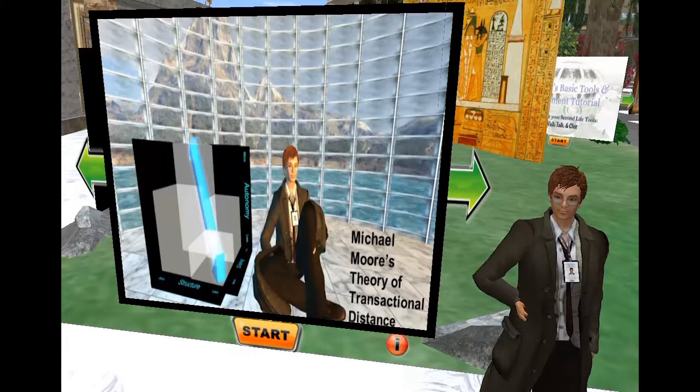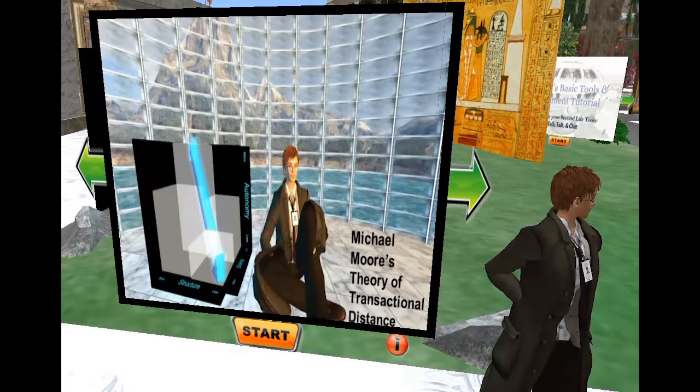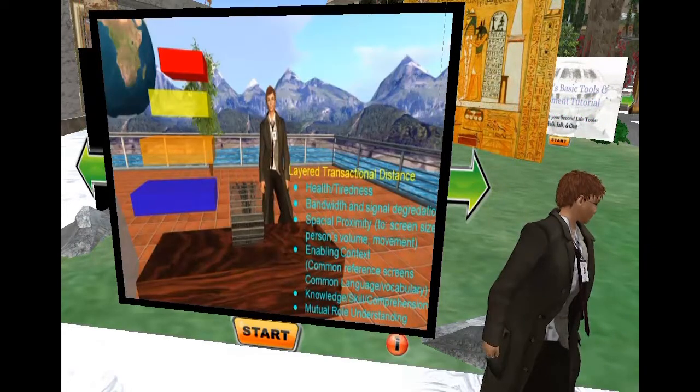This is a basic sense of Moore's transactional distance. You can see structure, dialogue, and autonomy. The more autonomy you have, the less close you are to the person you're talking to. The more dialogue you have, the closer you are, and the more structure you have, the more distant you can be in terms of dealing with models and ideas. But if you have less structure, you have to be really close to the person. So we took that idea and ran with it.